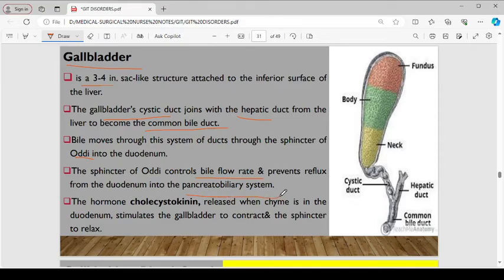pancreatobiliary system. Okay. So we have a hormone, cholecystokinin, and this one is normally released when chyme is in the duodenum. It will stimulate the gallbladder to contract and the sphincter to relax so as to release the bile.